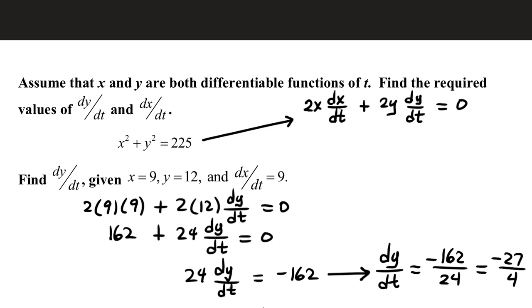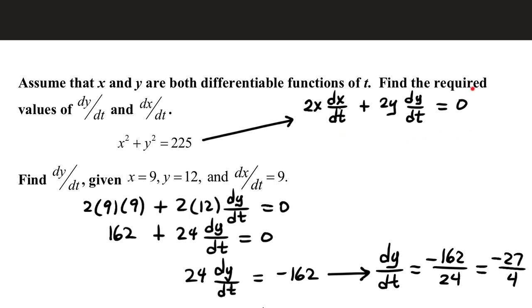It's to get you used to taking derivatives of related rates. So let's get to it. We've already taken the derivative of the circle, and this is our derivative formula. Again, both variables change over time. They're both functions of t. First, we're going to find dy dt if x is 9, y is 12, and x is changing at a rate of 9.